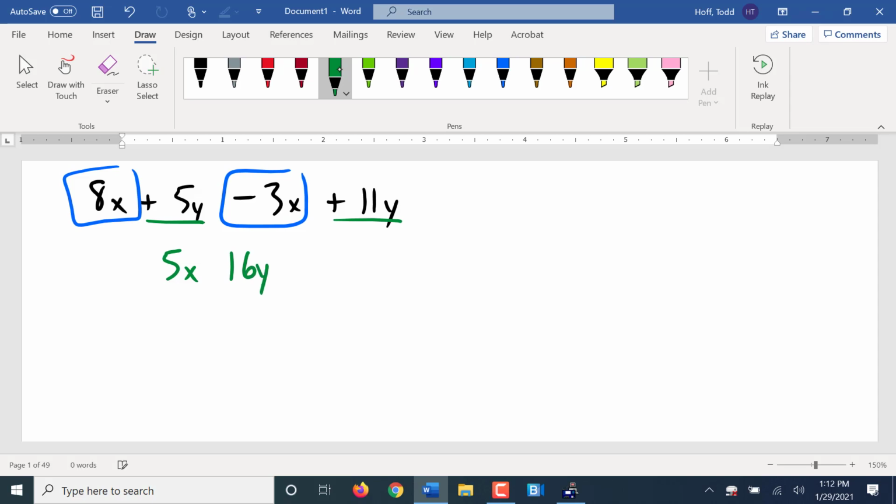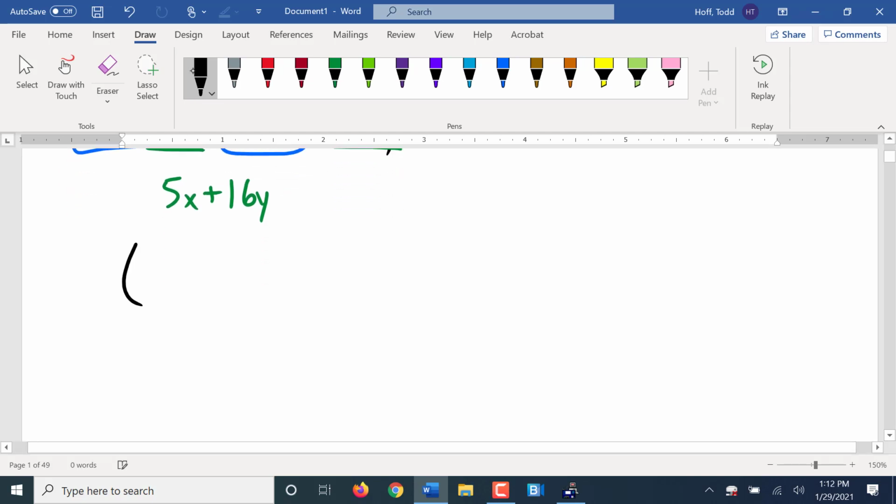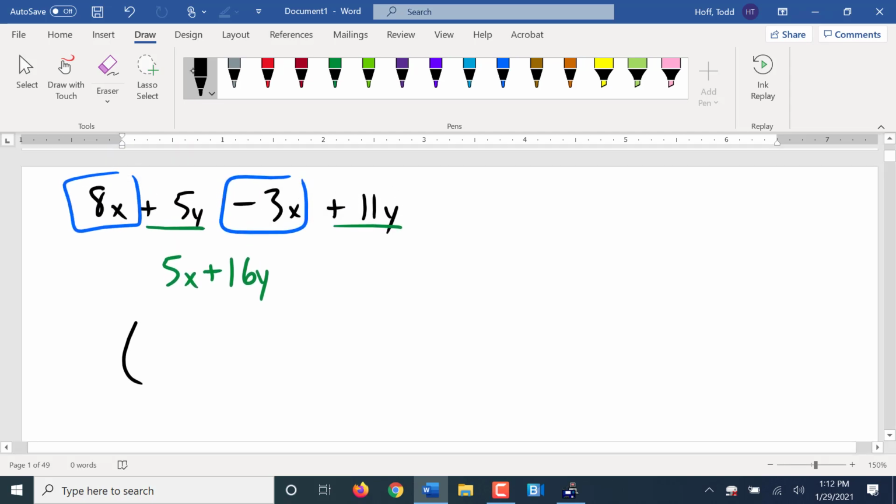What's missing from my answer there yet? I need some sort of operation or symbol to connect the two numbers, so I put a plus in there. If that were a negative 16y, then it would be minus.